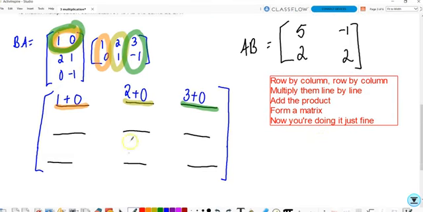Now I'm going to do second row, first column, 2 times 1, 1 times 0.